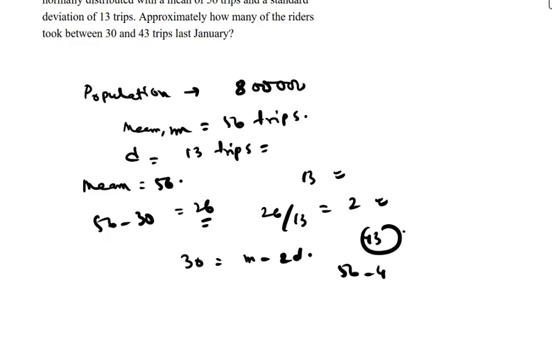Now check 43. 56 minus 43 is what? 13. So 13 by 13 will be what? 1. So 43 is equal to M minus D, right? So the interval 30 to 43 corresponds exactly to from M minus 2D to M minus D.